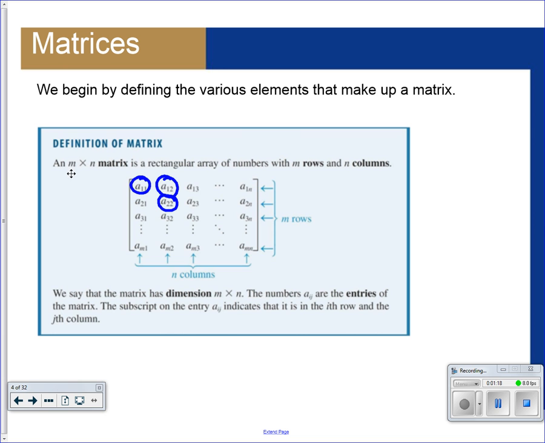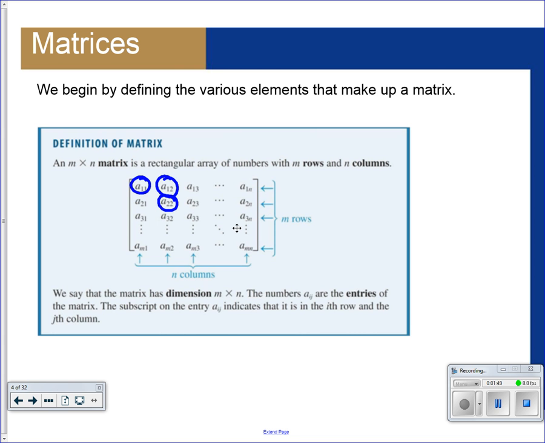Now, if you have an m by n matrix, there's going to be m rows, and there's going to be n columns. And then look at the way the entries are written. So this is A sub 1, 1. So it's not A sub 11, it's A sub 1, 1. The first one stands for the row, the second one stands for the column. So see how this is 1, 2? That means first row, second column. 2, 2 means second row, second column. Okay, so on and so forth.